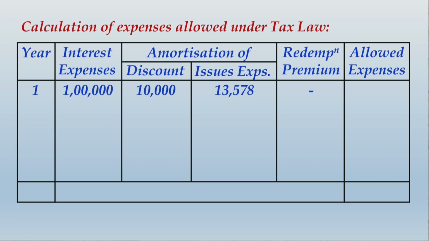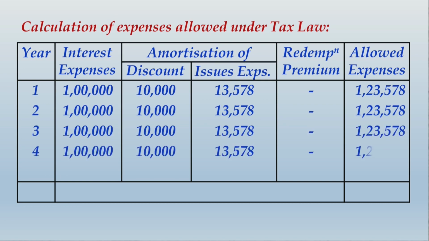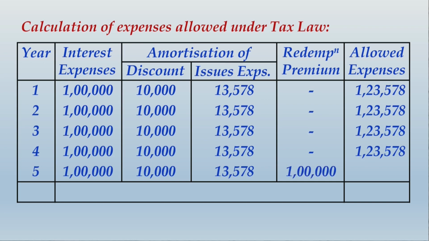So expenses that will be allowed in the first year will be aggregate of 1 lakh plus 10,000 plus 13,578. That comes to 1,23,578. Similarly, you are going to show calculations for each of the 4 years, and in the 5th year, the additional point that you have to consider is the redemption premium, which will be allowed as expense, and that amount is additional expense of rupees 1 lakh. That added to the other components of expenses, the last year expense allowed will be 2,23,578.